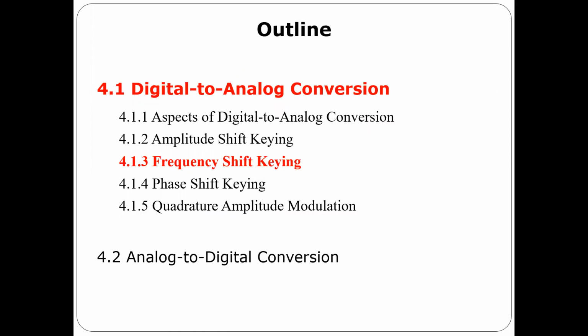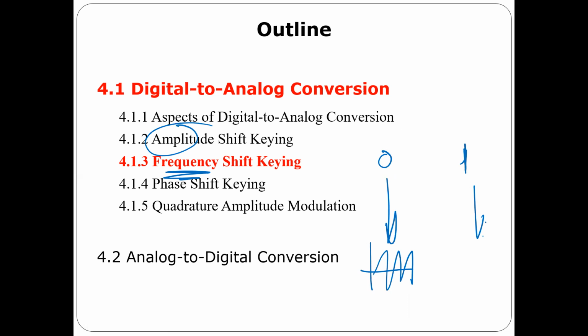The second one is frequency shift keying. As I told you before, it's exactly the same concept, the same idea. We have 0 and 1, but this time I'm not going to change the amplitude. I'm going to change the frequency. I'm going to have one frequency for 0 and another frequency for 1. So I'm going to have 2 different frequencies, one for 0 and one for 1. I'm going to change the frequency instead of the amplitude.